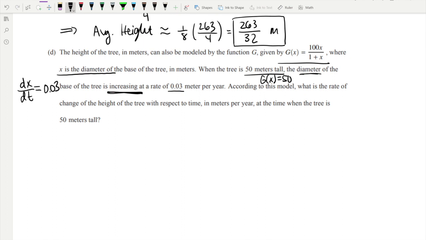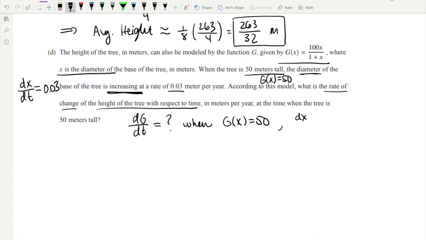According to this model, what is the rate of change of the height of the tree with respect to time? Okay, rate of change of the height. That means the height is g. We want the rate of change of it, so we want dg/dt in meters per year at the time when the tree is 50 meters tall. So we want to know this. When g of x is 50, and we know that at that time dx/dt is 0.03.